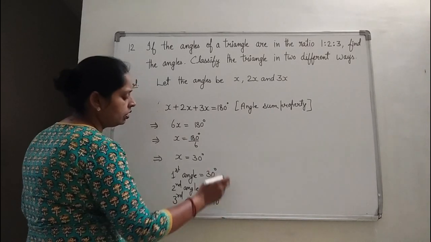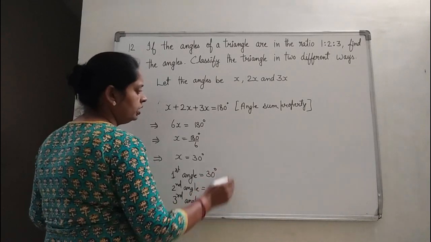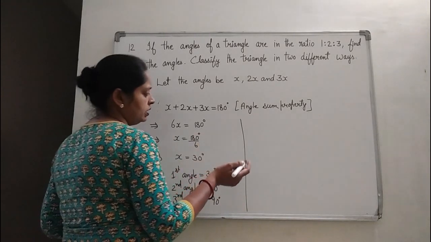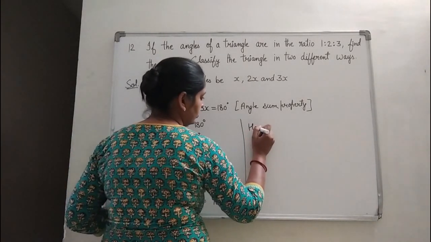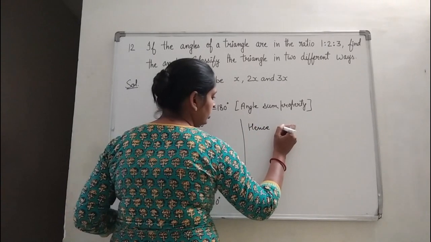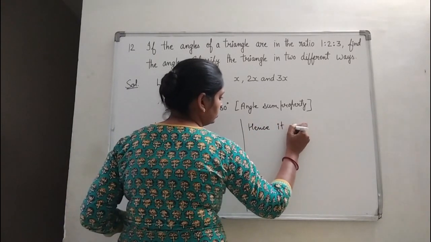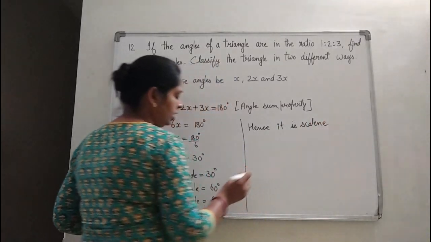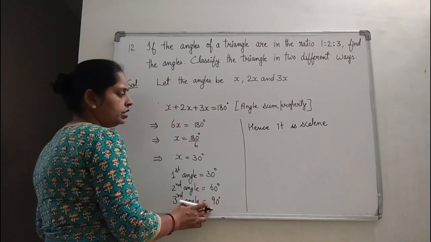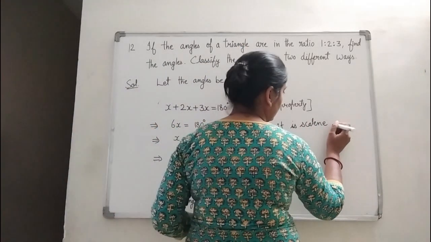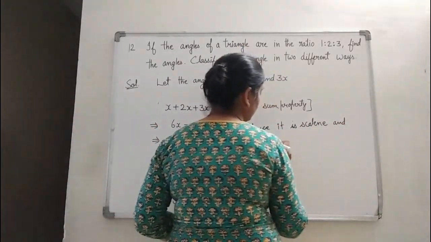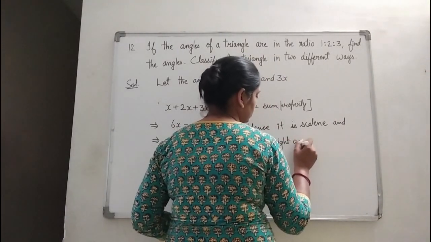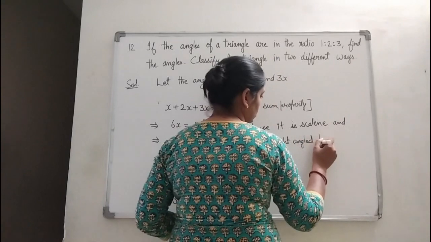From here you can see all the measurement of the three angles are different. Hence, according to sides, if the angles are different, so sides will also be different. Hence, it is scalene triangle. Scalene, and also you can see that one of the angle is 90 degree, so it is scalene and also right angled triangle.